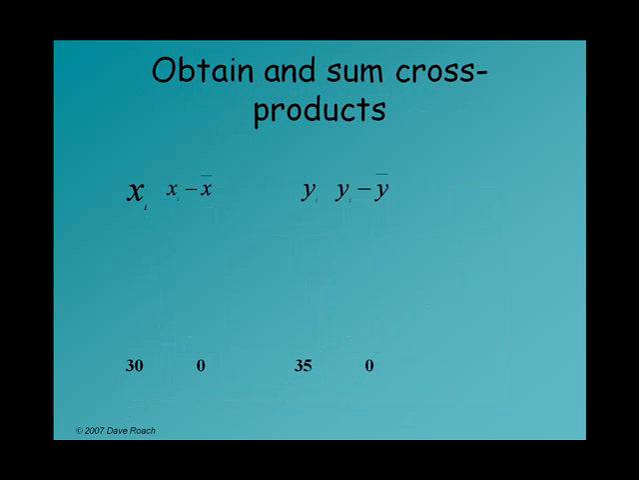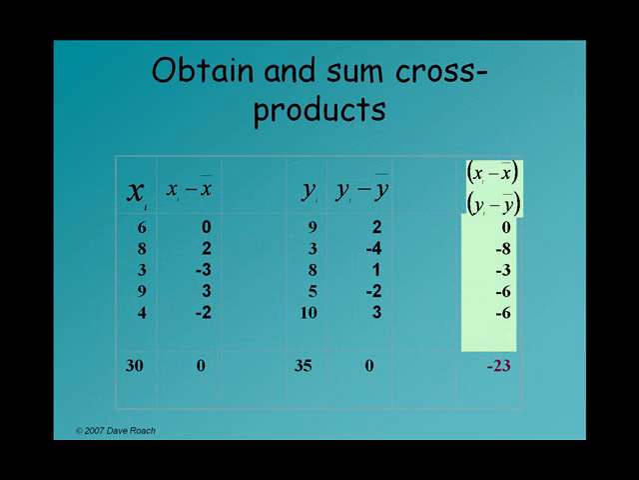Now I'm going to obtain and sum the cross products. What I'm doing is taking each deviation for x and multiplying it by each deviation for y. So I have 0 times 2 is 0, 2 times minus 4 is minus 8, and I've summed those at the bottom. That's a minus 23. That's negative, which means my slope is also going to be negative, and we're going to have a downhill run. If it were positive, we'd have a positive slope and an uphill run.